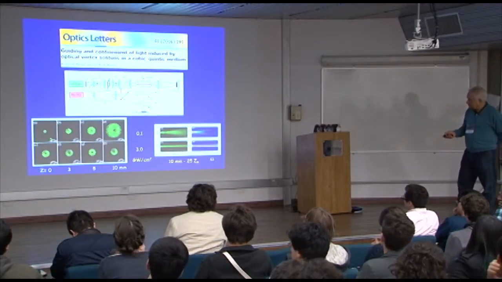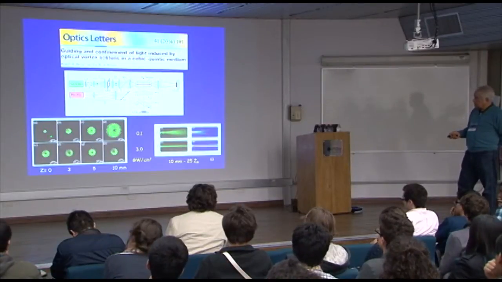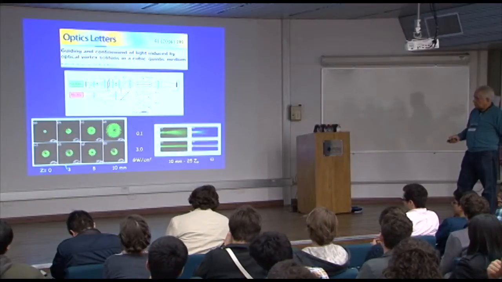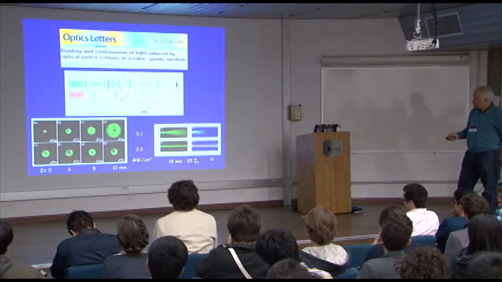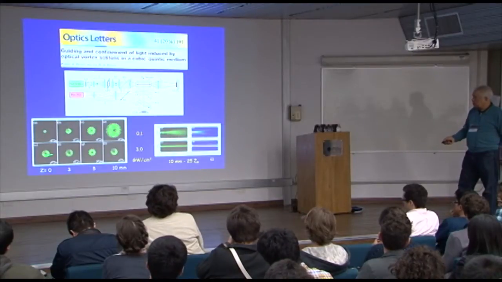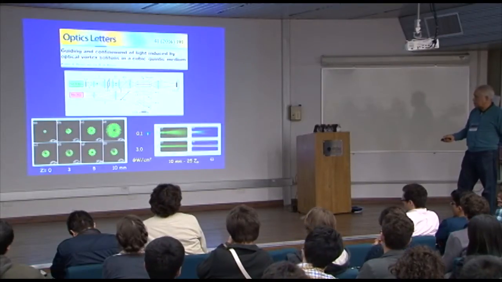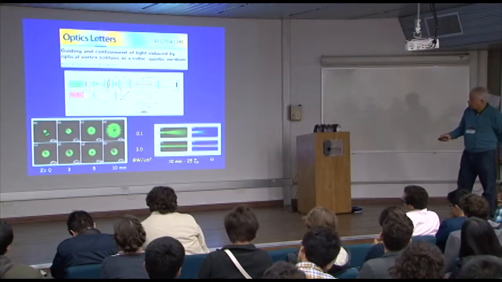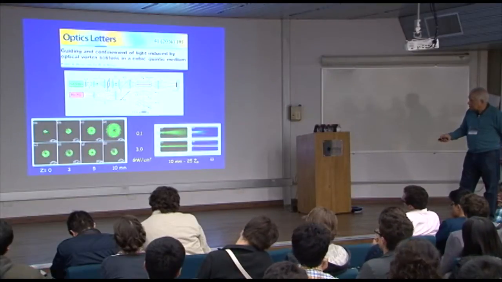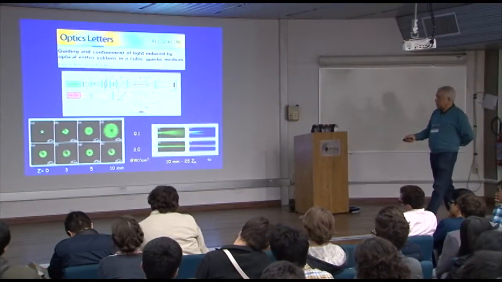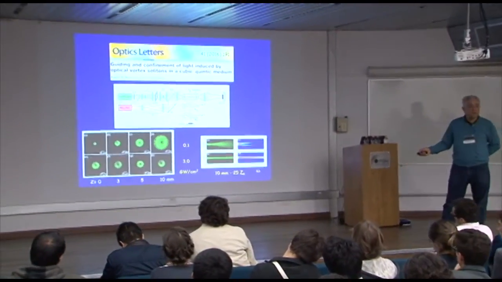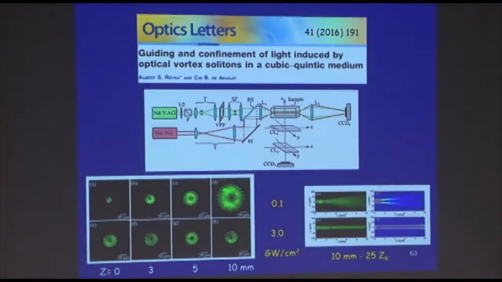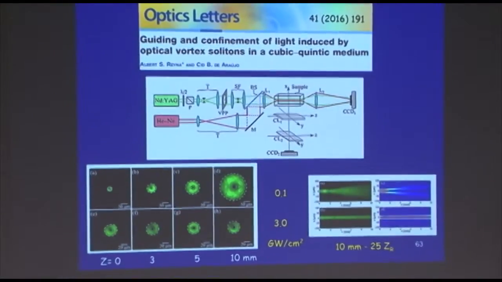You can see here, this is the beam at the entrance of the cell, z equal to 0, at 3 millimeters, 5, and 10 millimeters. And these correspond to different intensities, 0.1 gigawatts per square centimeter in this line, 3.0 in this line. And what you see here is that I start with a beam with a very small diameter. The bar in here is 50 micrometers. And as the beam propagates, it spreads. So I don't have a soliton here.